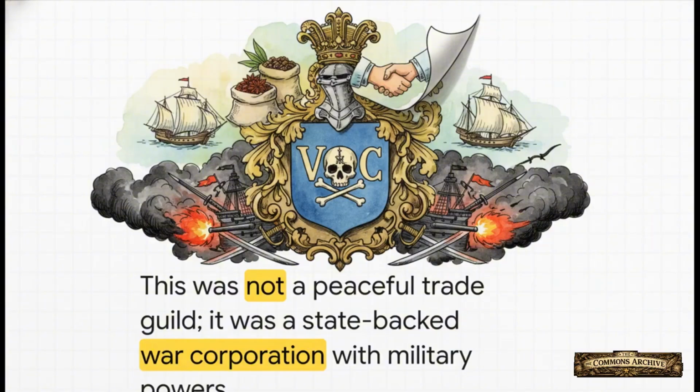But we need to be absolutely clear about what the VOC actually was. This was not some friendly group of merchants. Think of it more like a state-backed war corporation. The Dutch government gave it the power to wage its own wars, sign its own treaties, and build its own colonies.